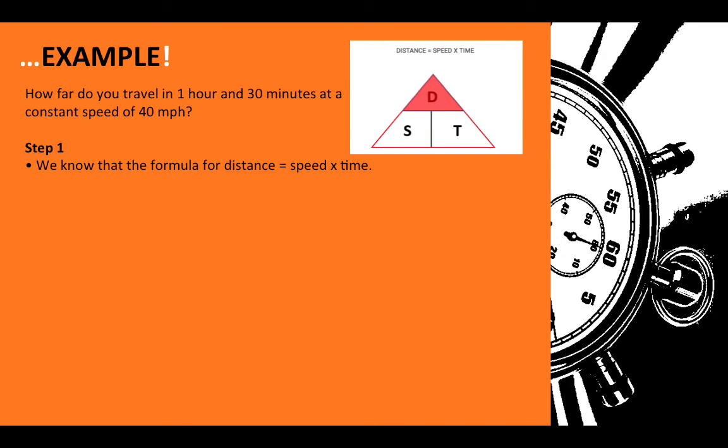So we know that the formula for distance is speed times time. So we know that distance is 40 times 1.5 because you're working with 1 hour and 30 minutes. So the answer is 60 miles.